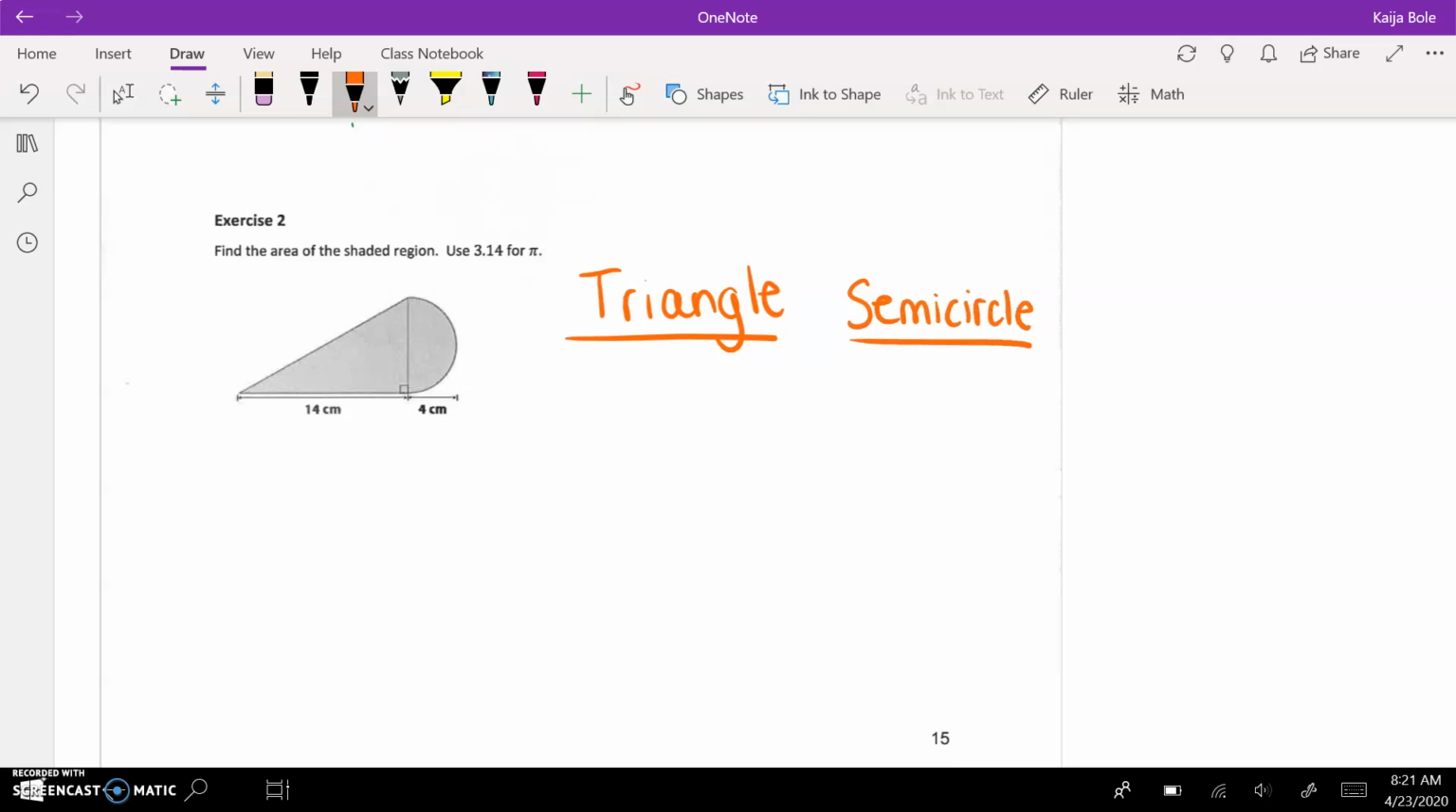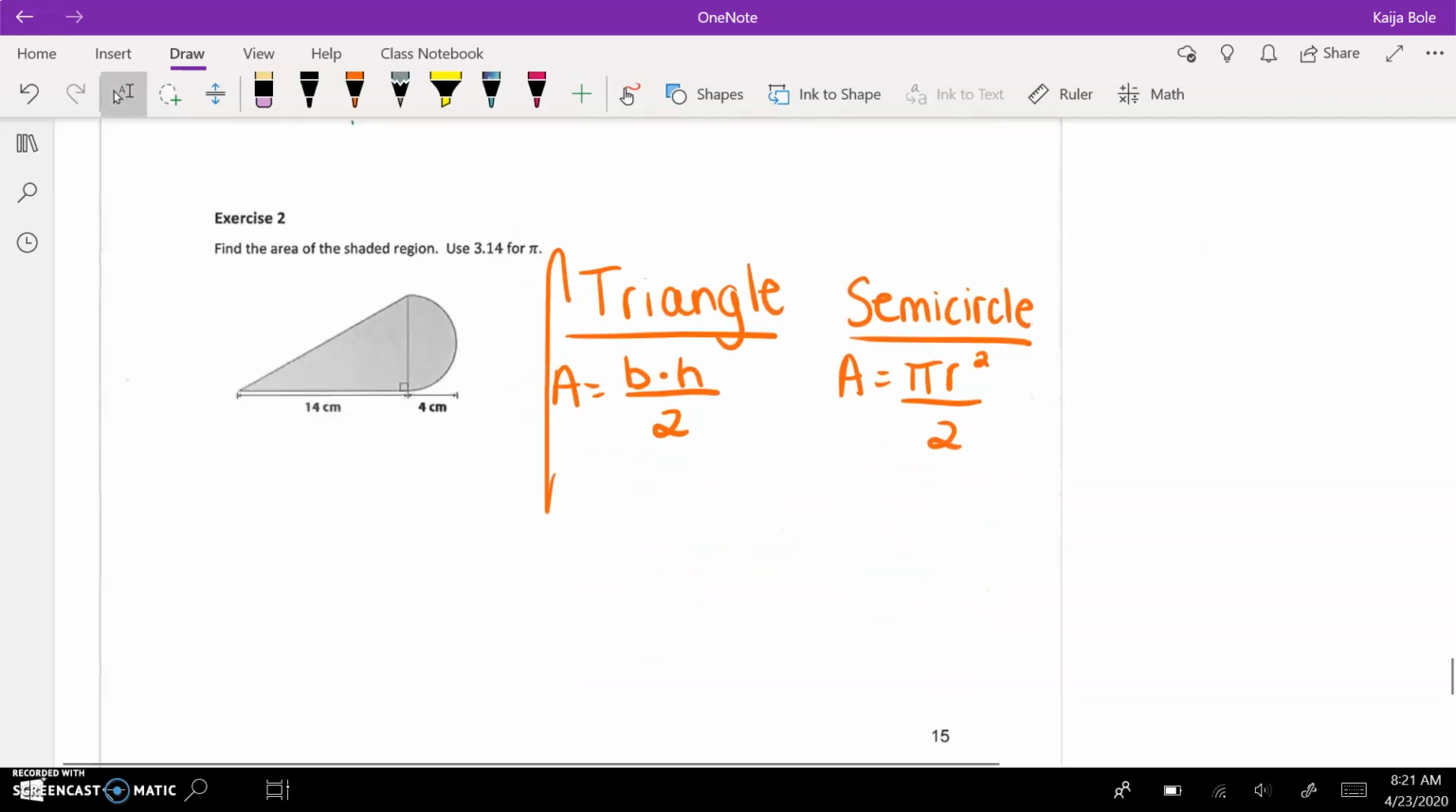Okay, so area of a triangle is base times height divided by 2. Area of a semicircle would be pi r squared divided by 2. Okay, so looking at the triangle, we know what the base is.